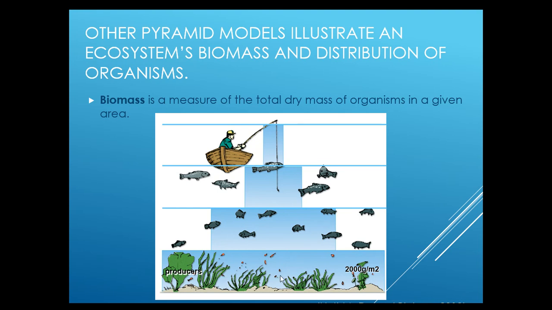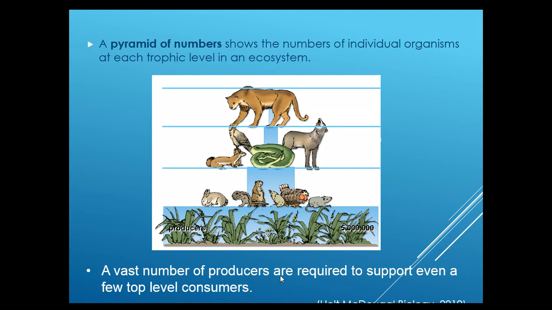Now, another way that we can look at this is through what we call a pyramid of numbers. And this is going to show us the number of individual organisms at each trophic level. So the total number of producers, the total number of primary consumers, secondary consumers, and then lastly, tertiary consumers. So once again, just like we had said with an energy pyramid, we have to have a vast number of producers to support even just a few top-level consumers.